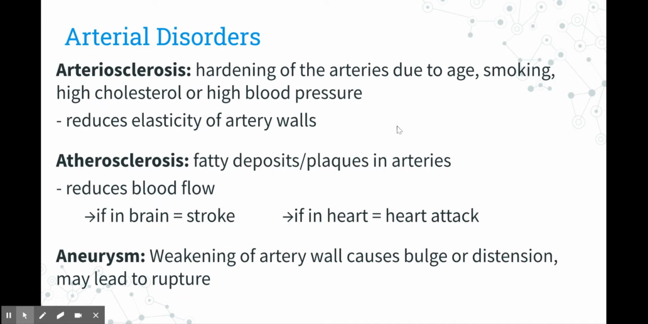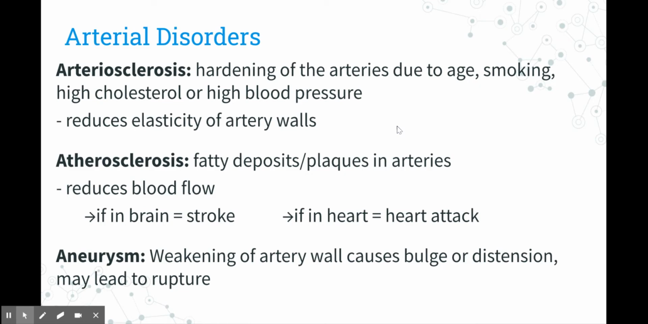Some common disorders that are associated with arteries are arteriosclerosis and atherosclerosis. Both of these reduce blood flow and are common with old age. Arteriosclerosis is a hardening of the arteries, often associated with smoking, high cholesterol, or high blood pressure. The walls of the arteries become less stretchy and elastic, and that can lead to issues with blood pressure. Atherosclerosis is where fatty deposits or plaques start to build up within the arteries. It also reduces the blood flow, and that can cause strokes or heart attack if those blocked vessels are in the brain or in the heart.